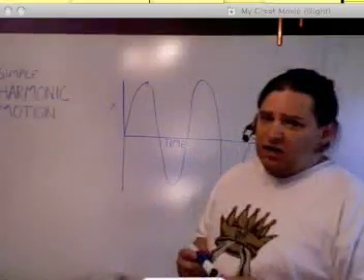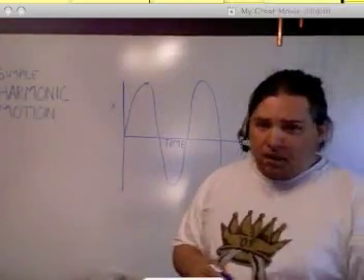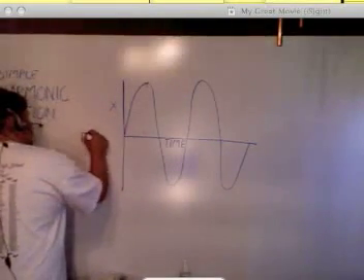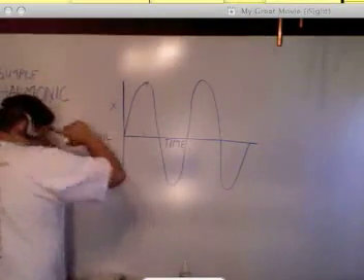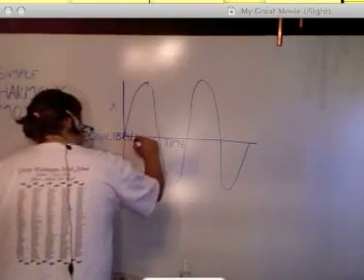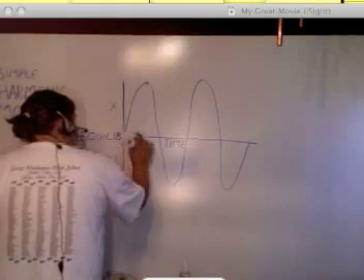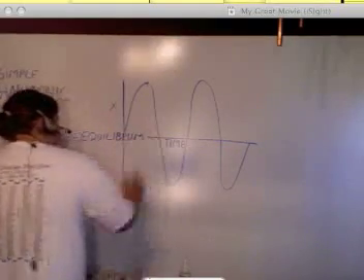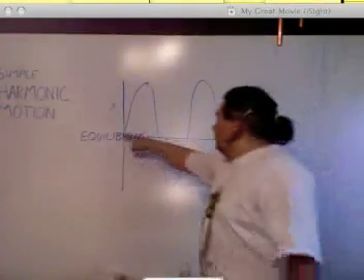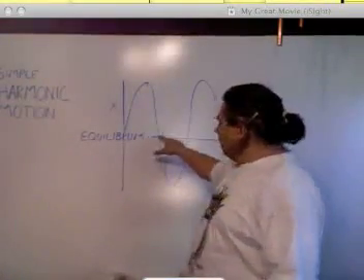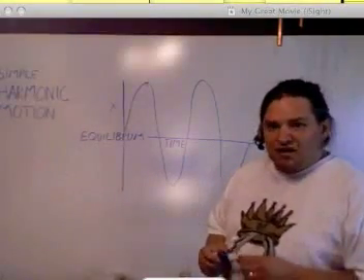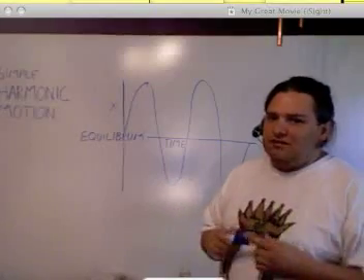The first one we're going to talk about is equilibrium. When we're referring to simple harmonic motion, we're referring to a point called the equilibrium point. The equilibrium point is the center of my motion. When I look at this over and over again, the equilibrium point is the dead center. It's what everything is measured with respect to, in a sense. You can kind of think of it as the origin, but it's really not.